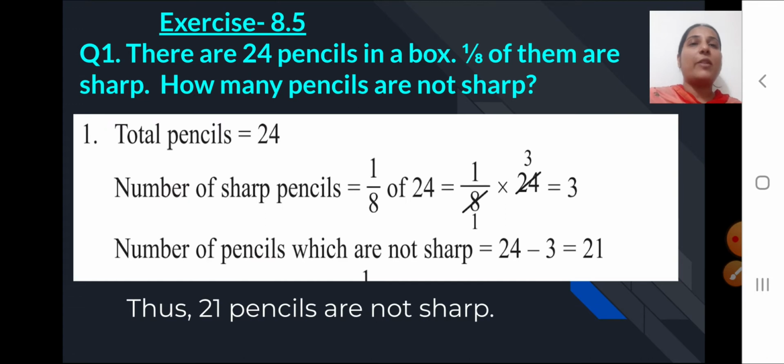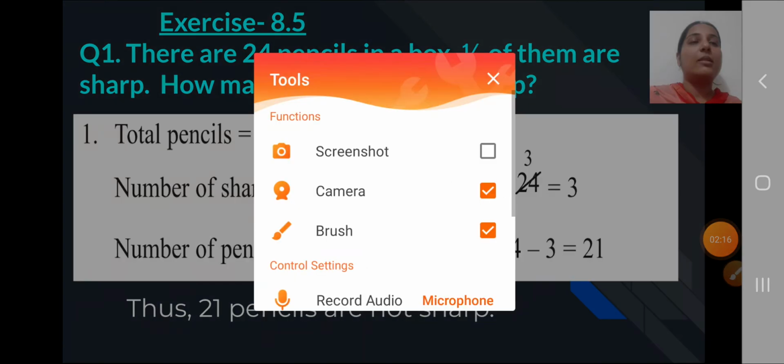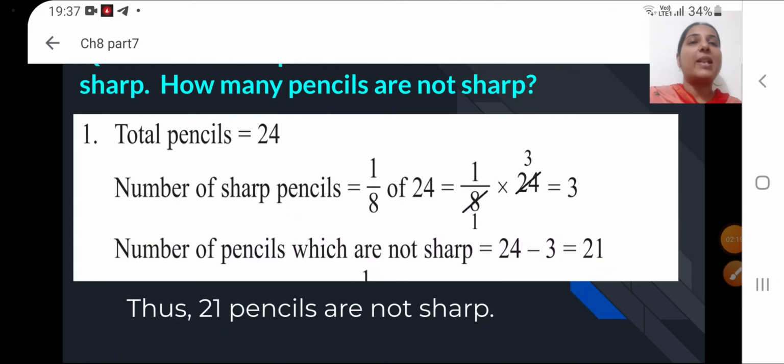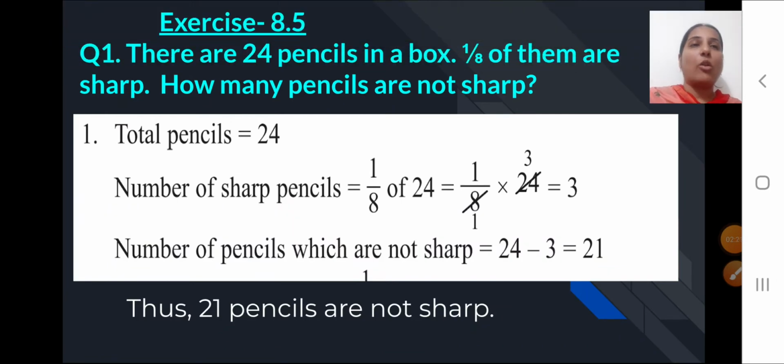Exercise 8.5, question number 1 is: There are 24 pencils in a box. 1/8 of them are sharp. How many pencils are not sharp? So first we will read this question. We will understand what information has been given. Again let's read it. There are 24 pencils in a box. 1/8 of them are sharp. How many pencils are not sharp?